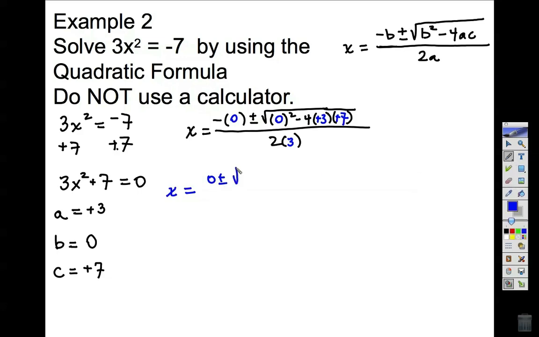0 plus or minus the square root of 0 minus 12 times 7, all over 6. So x equals the positive and negative square root of negative 84 all over 6. 12 times 7 is 84.